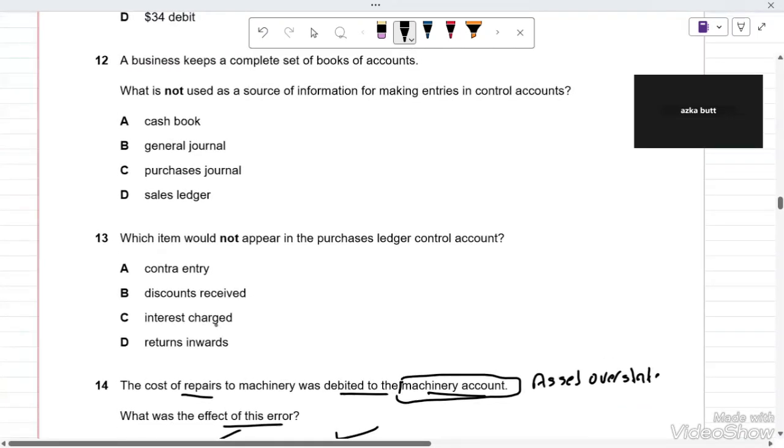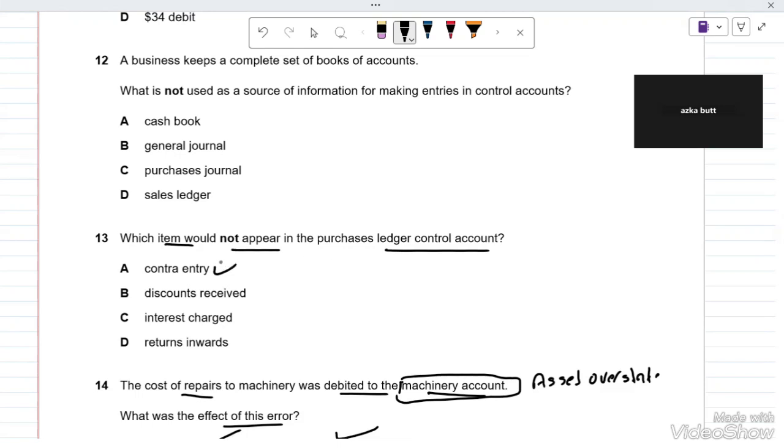Now let's see question number 13. Which item would not appear in the purchase ledger control account? So, will not appear. Contra entry will be part of the purchase ledger, so it's not right.